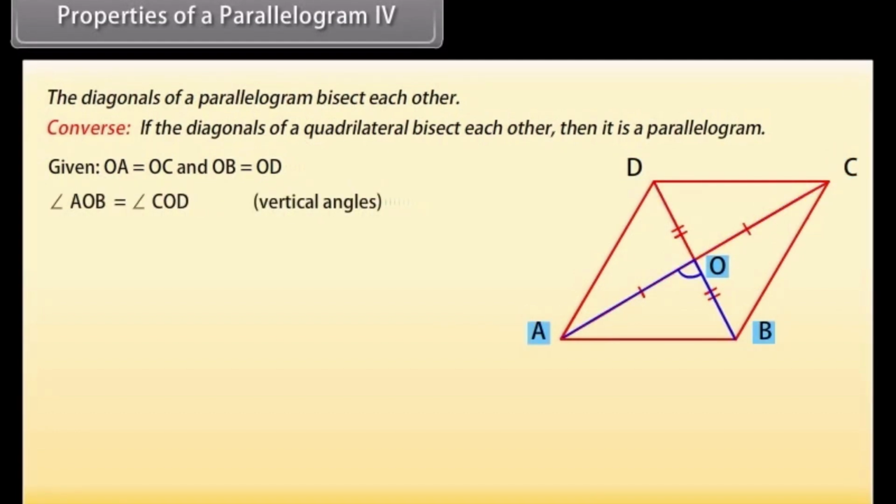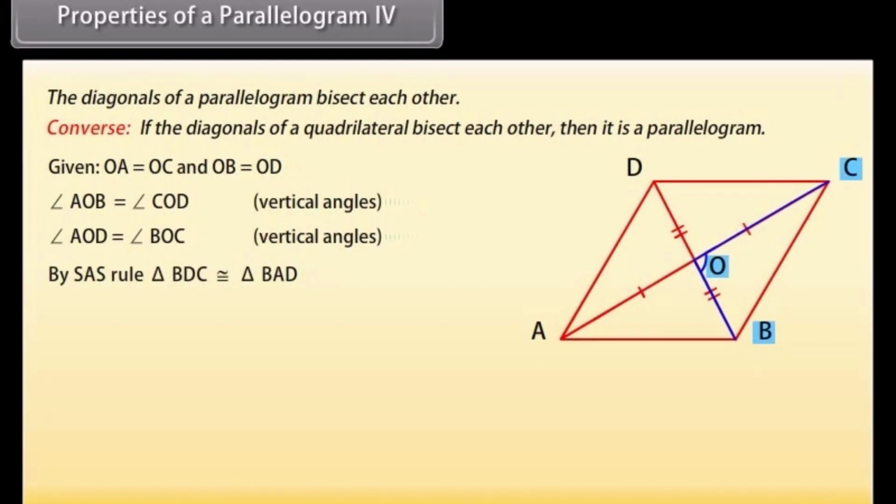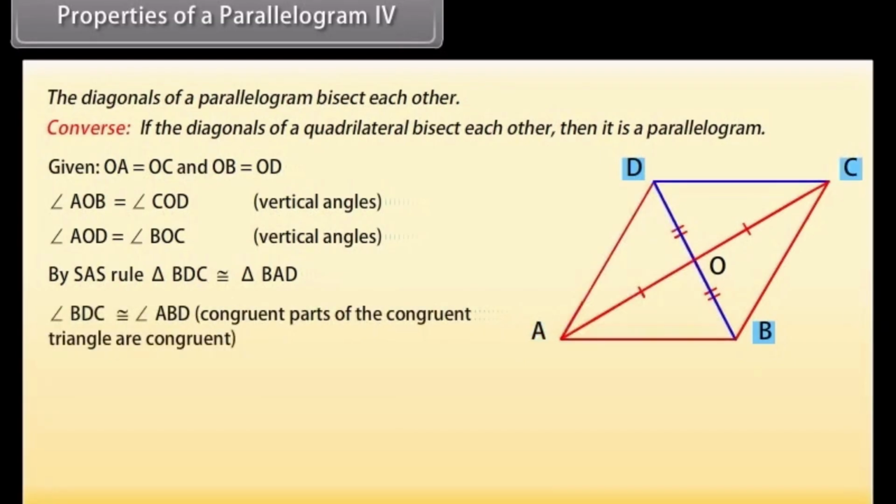Angle AOB is equal to angle COD because these are vertical angles. Similarly, angle AOD is equal to angle BOC. So, by SAS rule, triangle BDC is congruent to triangle BAD. Therefore, angle BDC is congruent to angle ABD. Corresponding parts of congruent triangles are congruent.